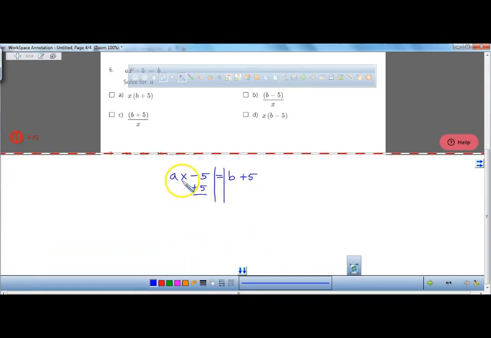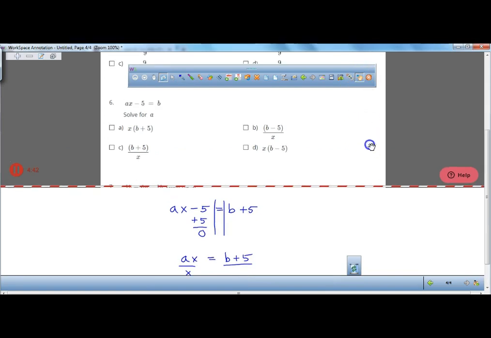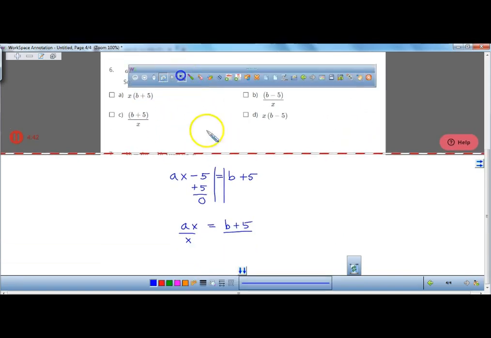Alright, so right now that zeroes out. We have A times X equals B plus 5. And if we're solving for A, that means I have to divide both sides by X. Why are you dividing it by X? Because it's solved for A, so I have to divide both sides by X. These cancel each other out, and I'm left with B plus 5 all over X, and that's your final answer.